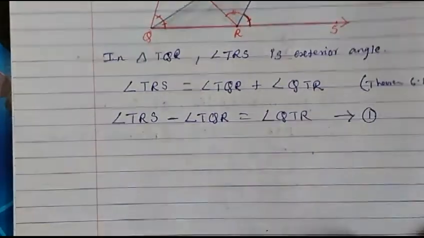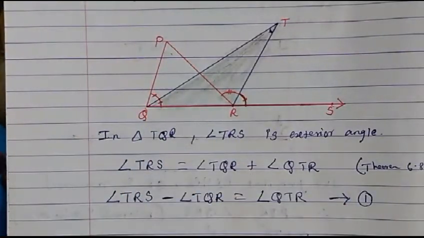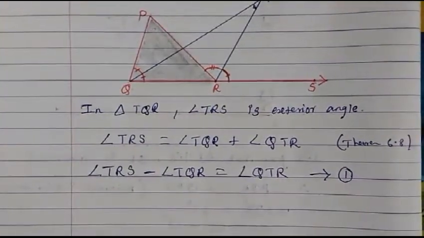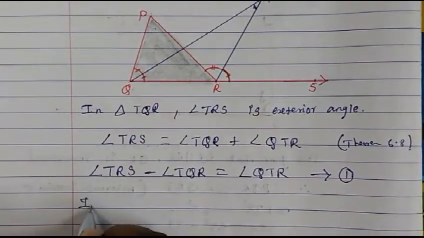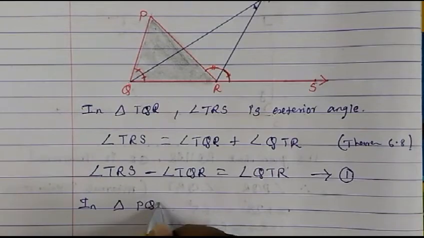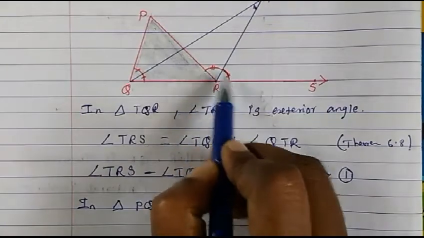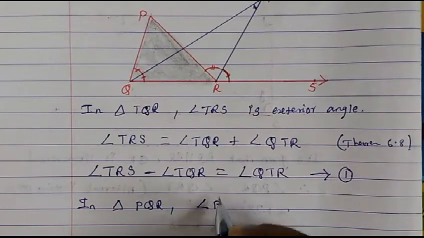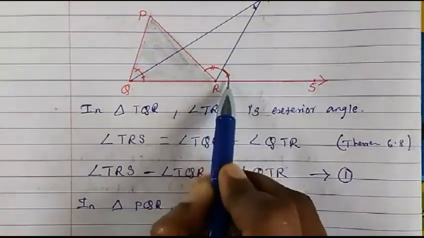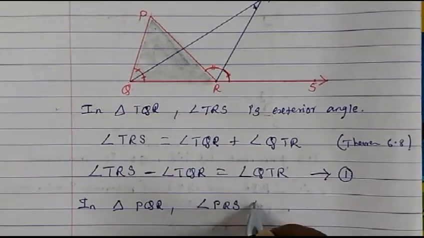So now let's come to this triangle, the red color that you see. Okay, I'll shade it so that it becomes easy for you. So I have shaded. Now in triangle PQR, for this triangle, the exterior angle is which one? This red color that you see, angle PRS. For this shaded triangle, this becomes the exterior angle.